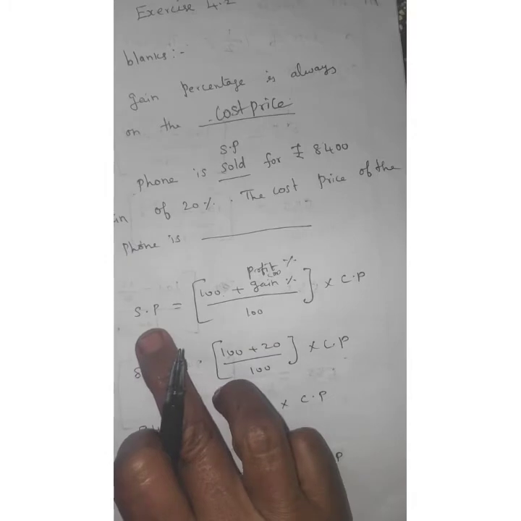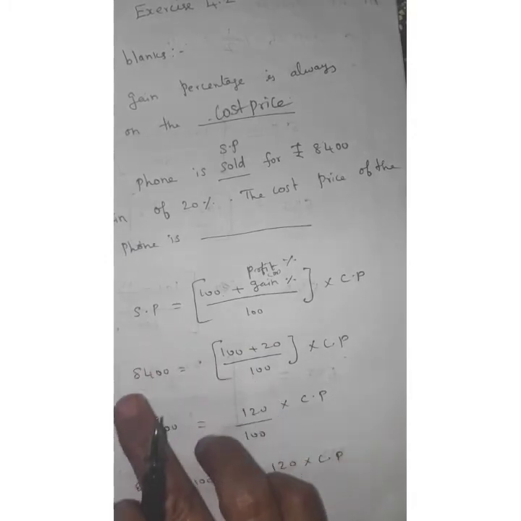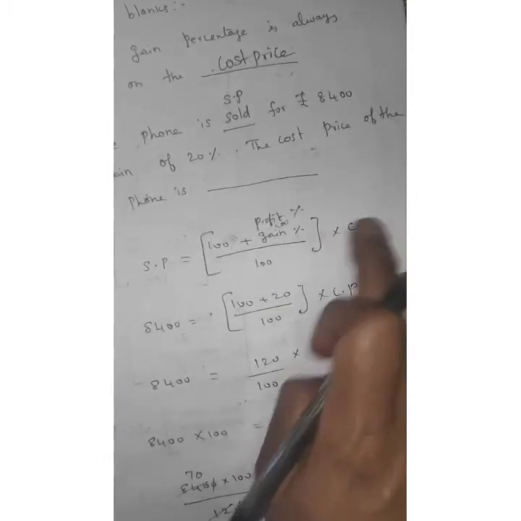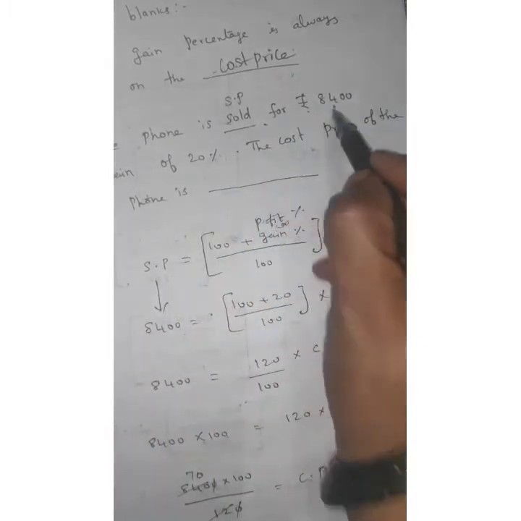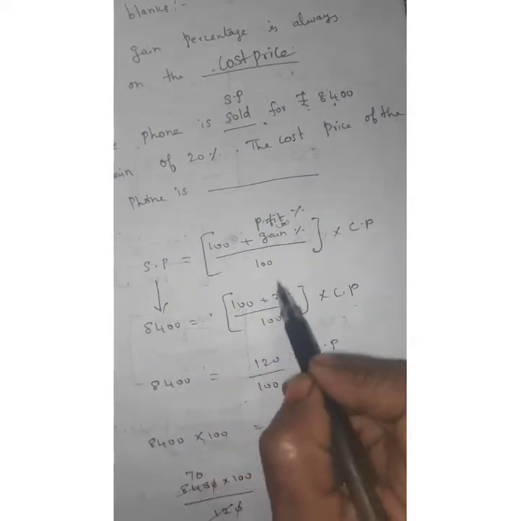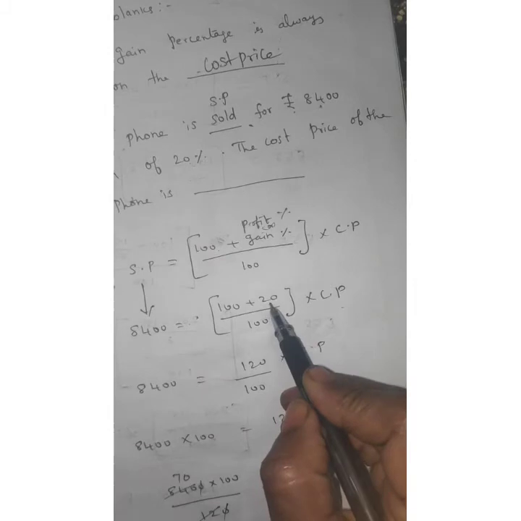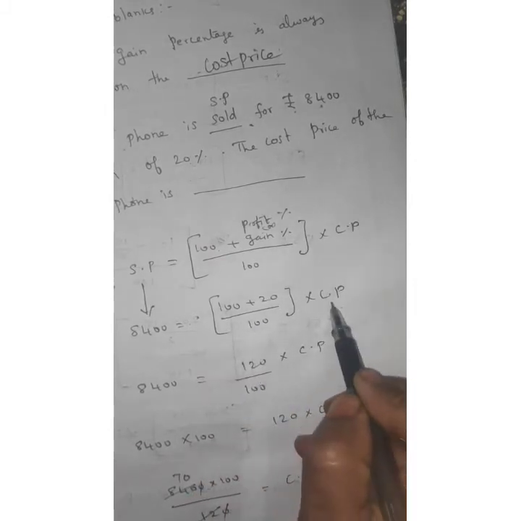So what is the SP formula? SP equals 100 plus profit percentage or gain percentage, divided by 100, into CP. SP value is 8,400, equal to 100 plus profit percentage, which is 20. They write only the number, that is enough, divided by 100 into CP. This CP value we want to find.